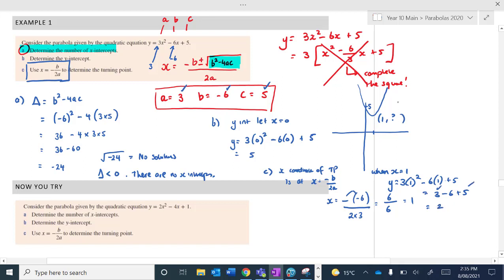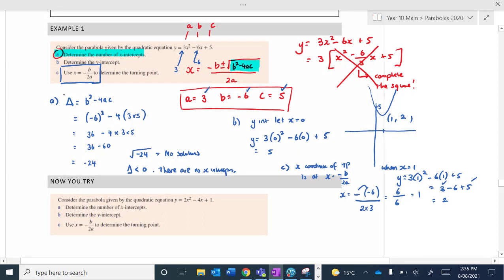So there you go. Because there's no x-intercepts, which we determined by using the discriminant, we've just got the y-intercept and the turning point. You can see there that we've actually now sketched our graph. Our graph is going to look like this. We've got our turning point, and we've got our y-intercept, and that's what is needed.